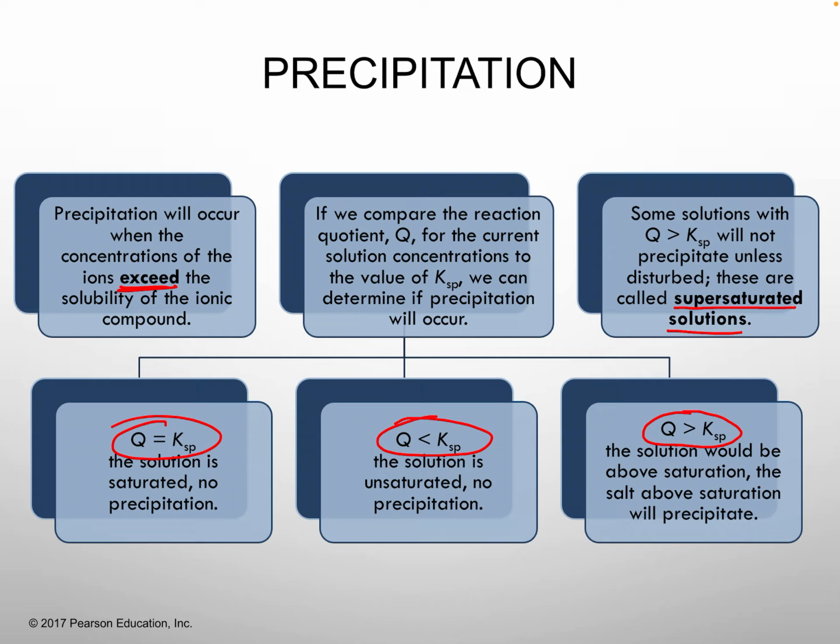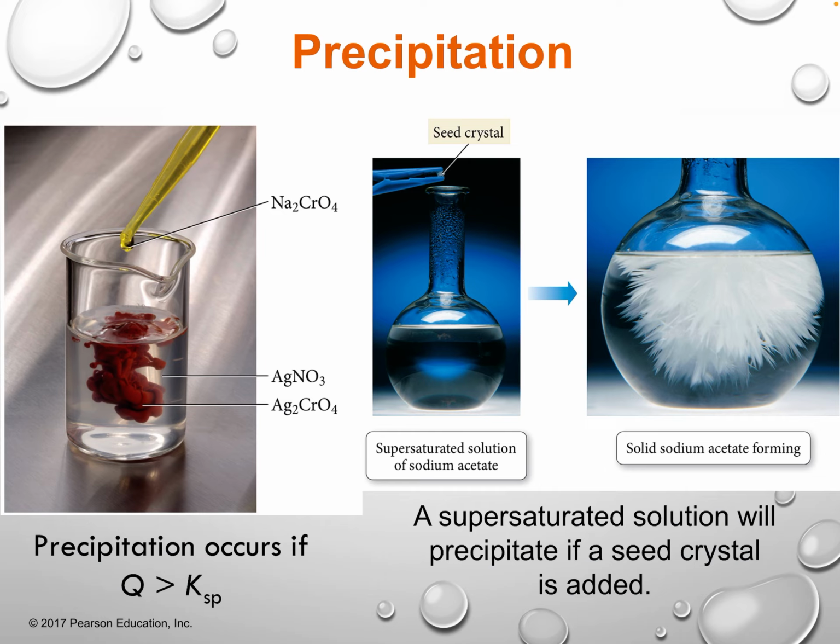So just to sum up on this slide, Q is essentially our KSP expression at any given point in time, and we're going to compare that to our KSP. If it's equal to KSP, precipitation is just about to occur. If it's less than KSP, there will not be a precipitate, and if it's greater than KSP, we will have a precipitate. So again, if Q is greater than KSP, then a precipitate will start to form. That's what's happening here.